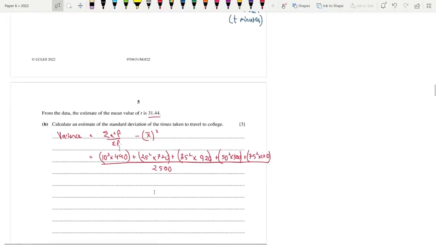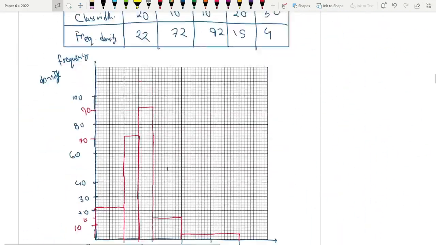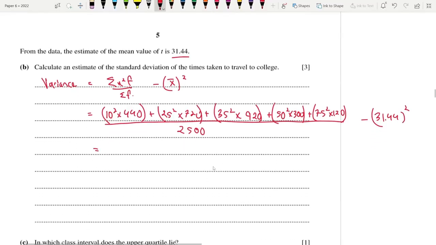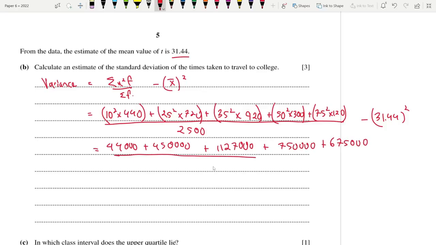Minus 31.44 whole squared. So it's best if we show all the steps. So that's 44000 plus 450000 plus 1127000 plus 75000 plus, what's the last one? 675000. Okay, should match, divided by 2500 minus 31.44 squared.